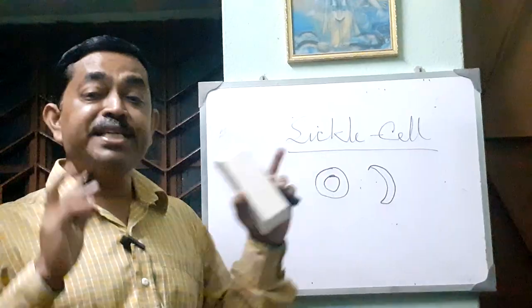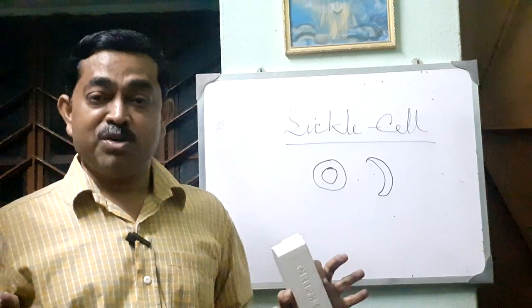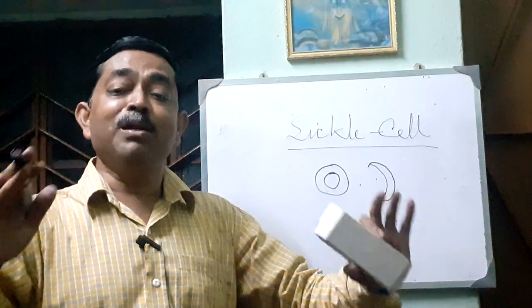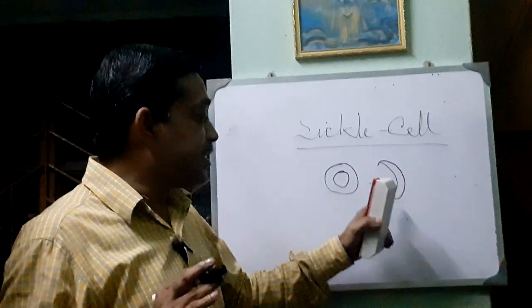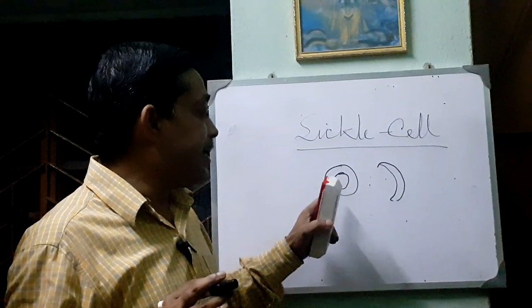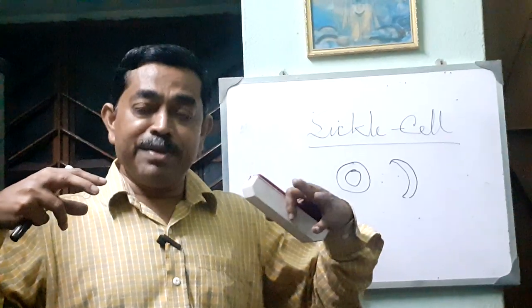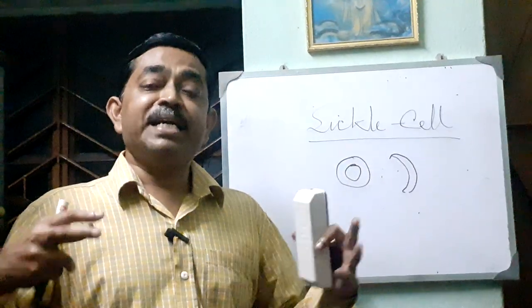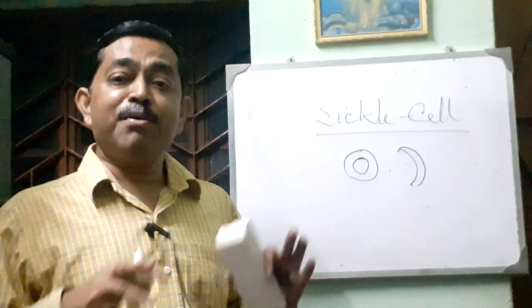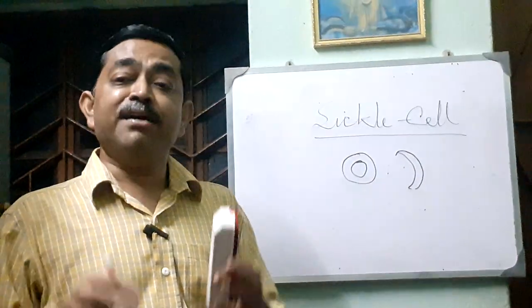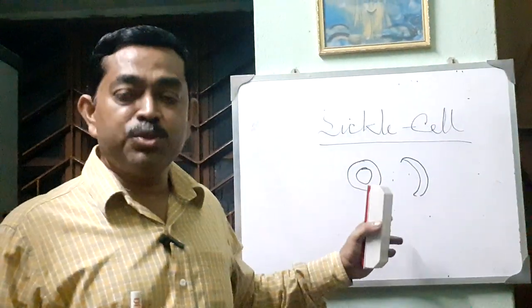So this is the disease. Sickle cell anemia is a recessive trait, and healthy people contain the dominant allele. Due to the sickle shape of the red blood cells, they clump together in the capillaries and block the blood flow. Then our muscles and organs will not get enough oxygen and nutrition, and they begin to die. This is the actual disease.